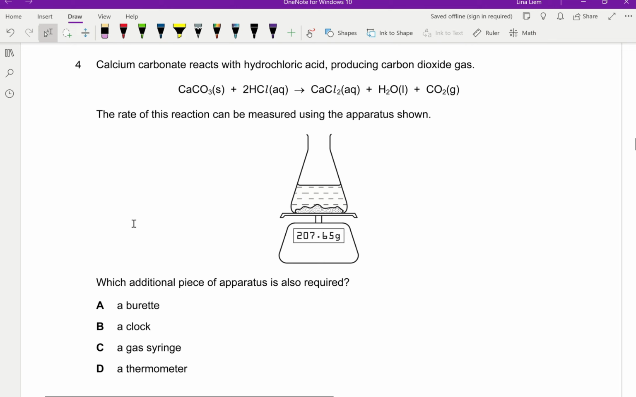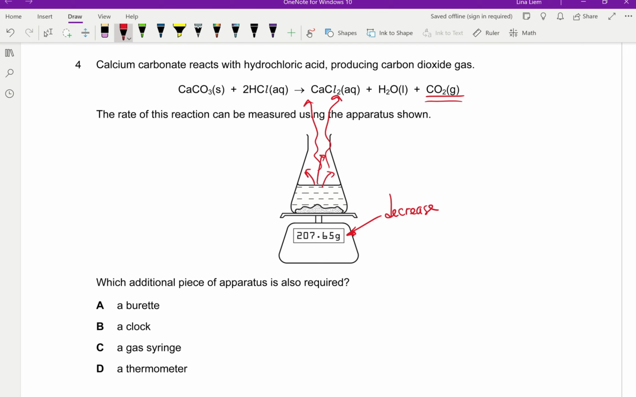Calcium carbonate reacts with hydrochloric acid producing carbon dioxide. Which additional piece of apparatus is also required? Now, carbon dioxide is a gas. It will just leave the flask and therefore the balance reading will decrease. As carbon dioxide is formed, there will be spitting in the solution. Spitting means the solution will jump, all right?